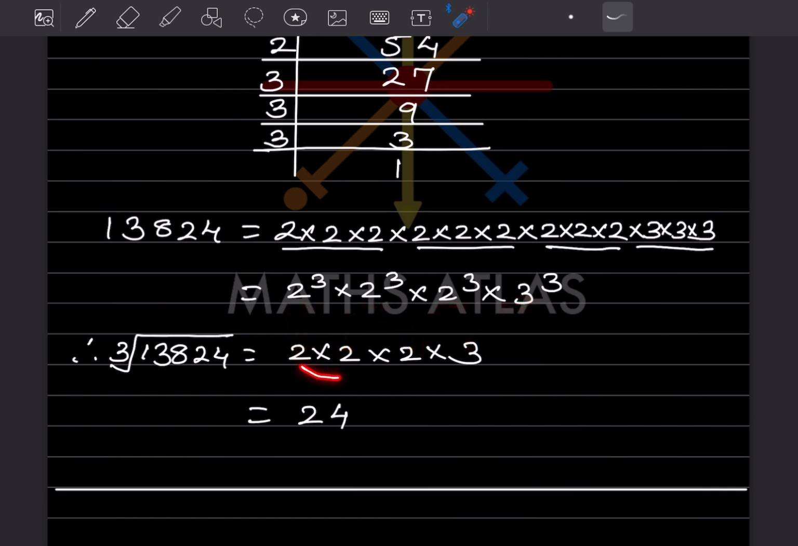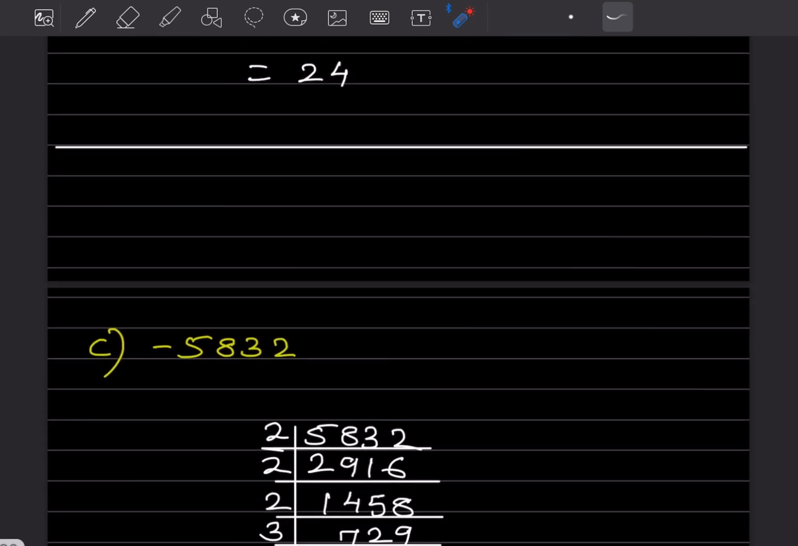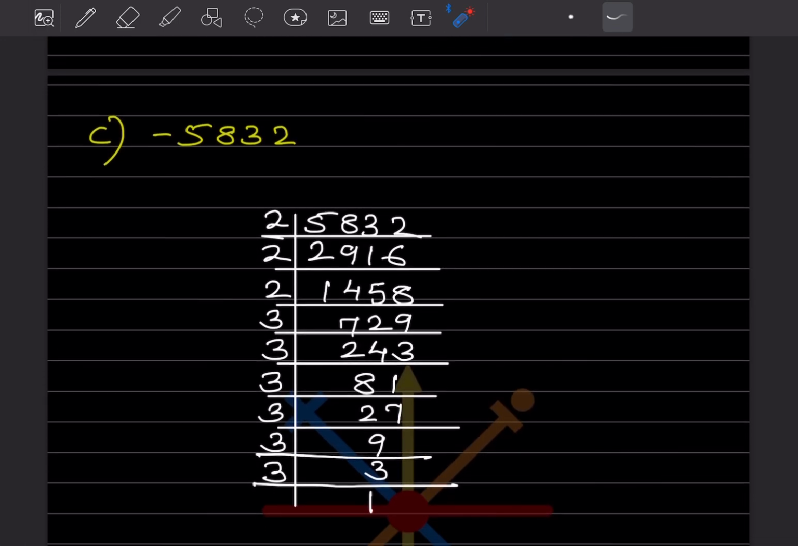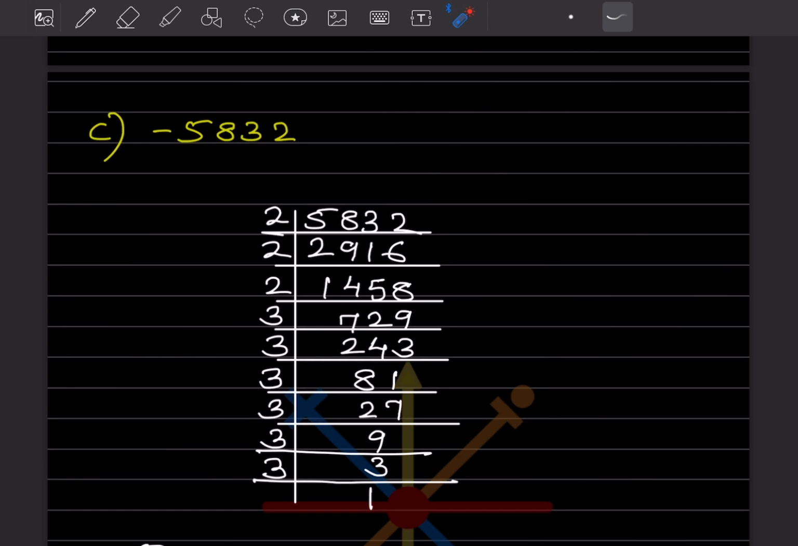So now what will you do? 2 2s are 4, 4 2s are 8, and 8 3s are 24. So 24 is the answer. Now here this is actually negative. Right now we are not going to look at the negative sign, just the number.